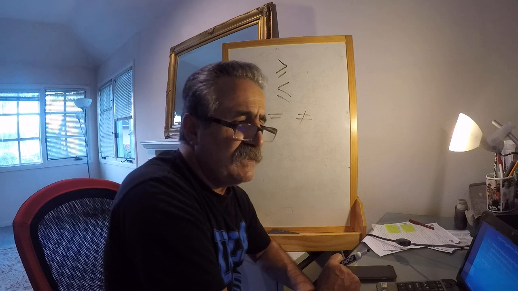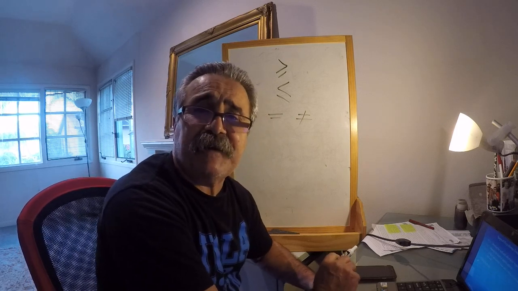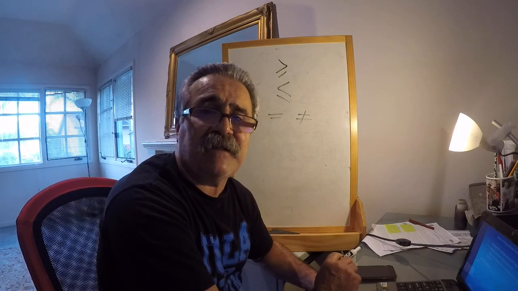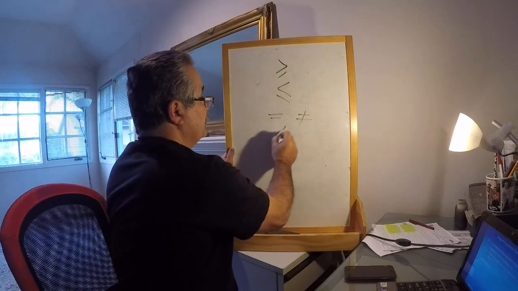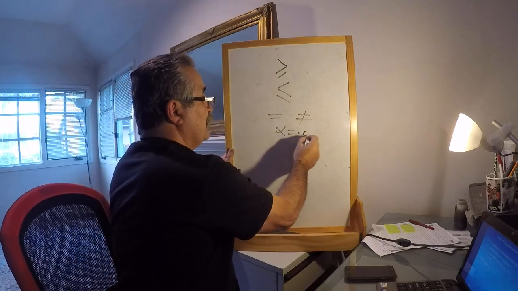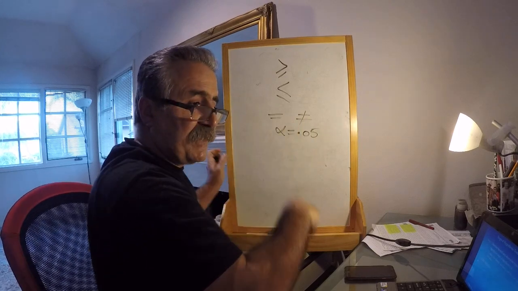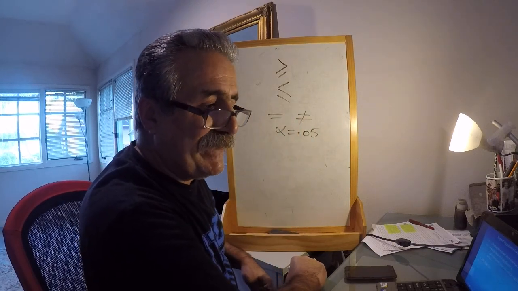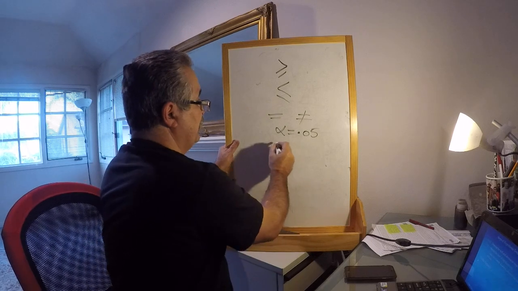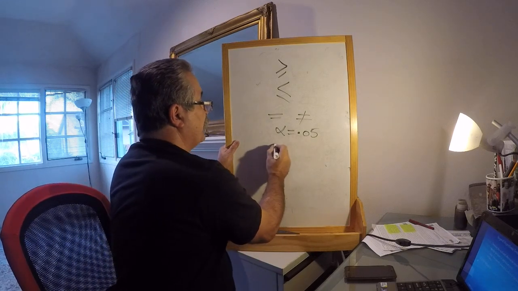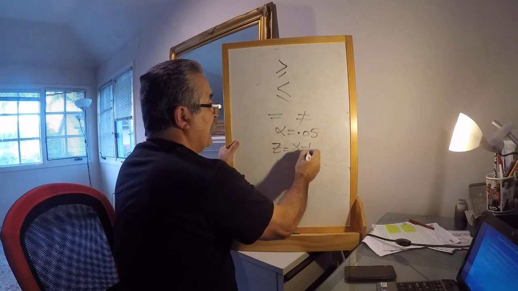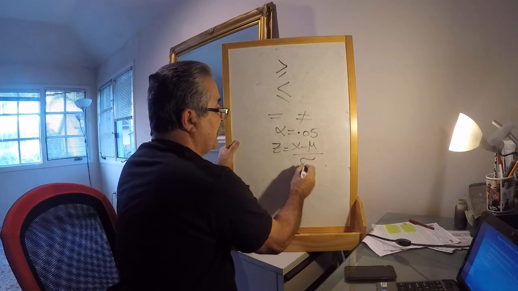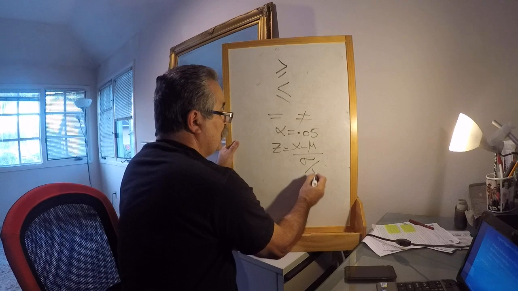Step number 2, specify the level of significance. Level of significance means alpha. So you have to specify what your alpha is, let's say 0.05. Step number 3, collect the sample data and compute the test statistic. So step number 3, z is equal to x minus mu divided by sigma over square root of n.